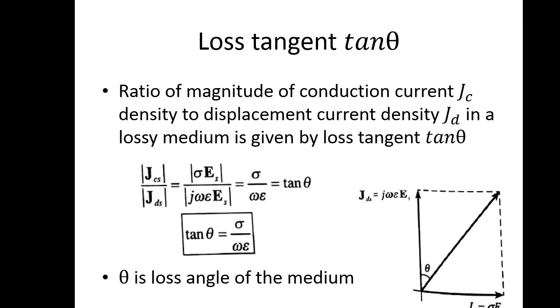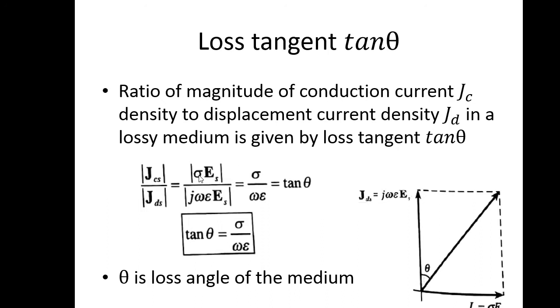Now Loss tangent, tan theta. So tan theta is given by sigma by omega epsilon. It is a ratio of the magnitude of conduction current density to displacement current density. So you know that current density J is sigma E. So conduction current density is sigma Es and displacement current density is j omega epsilon Es. That we already know from when we derived the fourth Maxwell's equation, right? Conduction current density is sigma E, J is equal to sigma E.